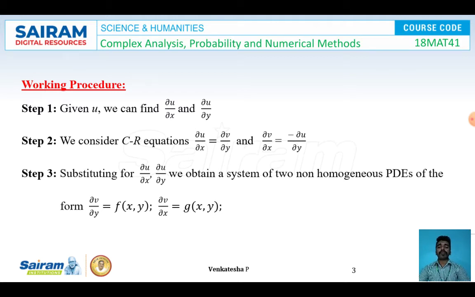Now we will be substituting dou u by dou x, dou u by dou y. We obtain a system of two non-homogeneous partial differential equations of the form dou v by dou y is equal to f of x comma y and dou v by dou x is equal to g of x comma y. This is when u is given. Similarly, when v is given, I'm going to substitute for dou v by dou x and dou v by dou y. So I'll be getting two non-homogeneous PDEs of the form dou u by dou x is equal to f of x comma y and dou u by dou y is equal to g of x comma y.